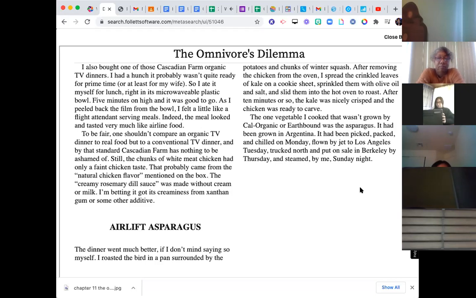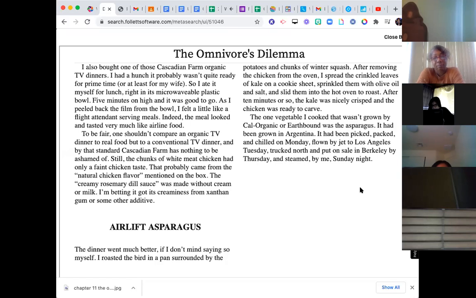So I ate it myself for lunch, right in its microwavable plastic bowl. 5 minutes on high, and it was good to go. As I peeled back the film from the bowl, I felt a little like a flight attendant serving meals. Indeed, the meal looked and tasted very much like airline food. To be fair, one shouldn't compare an organic TV dinner to real food, but to a conventional TV dinner. And by that standard, Cascadian Farm has nothing to be ashamed of.